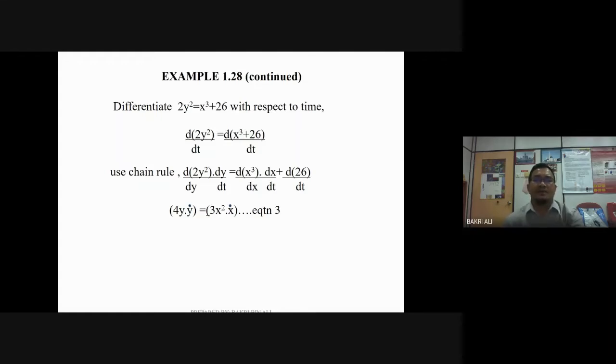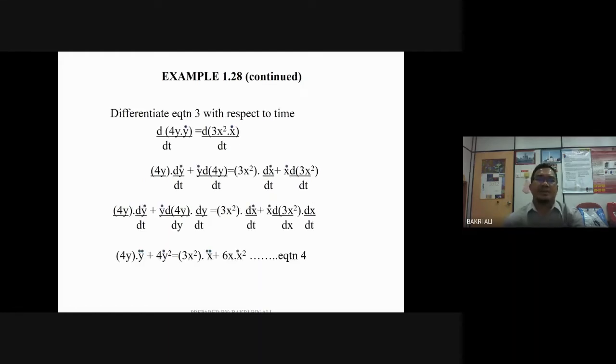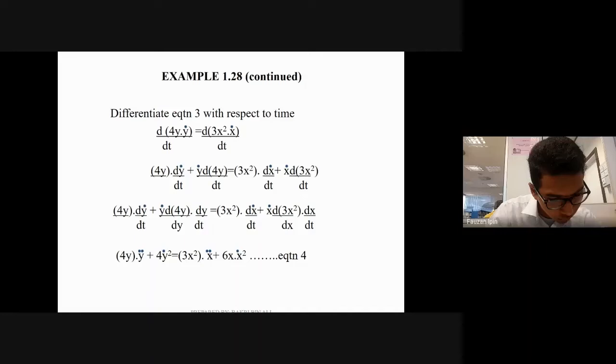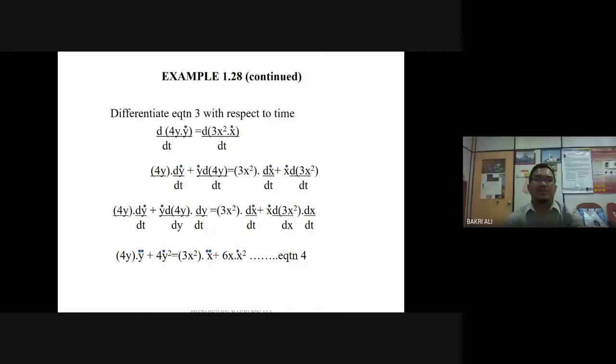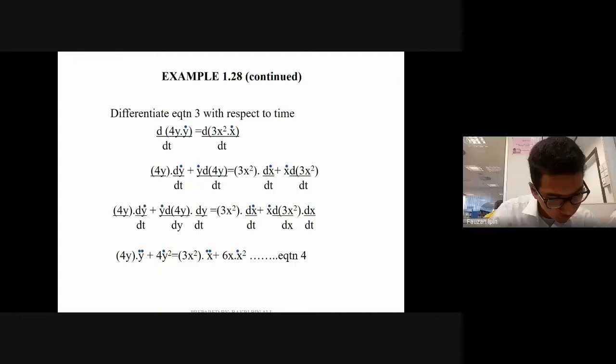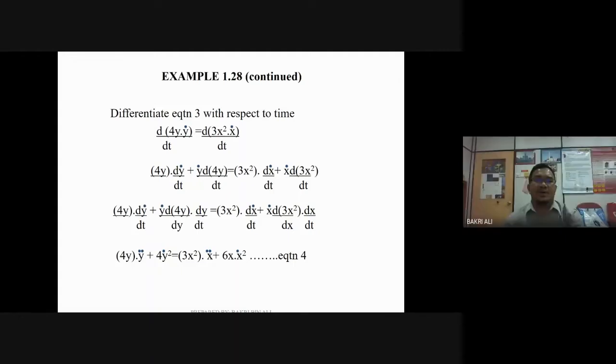Then we further differentiate with respect to time. d of 4y y dot over dt equal to d of 3x squared x dot over dt. So again, this is two different variables, 4y and y dot, so we use the u dv plus v du technique, the differentiation of a multiplication function.